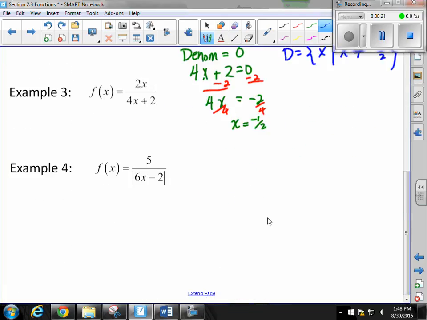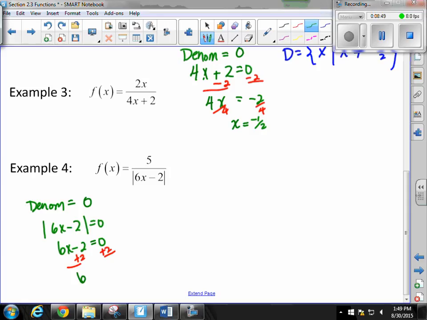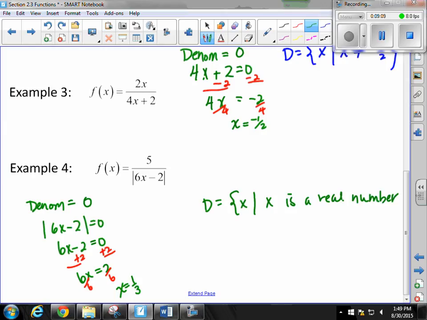And if we look at example number 4. So we've talked about absolute value equations. This is going to give us another one of those absolute value equations. If we set the denominator equal to 0, it means we want to know where the absolute value of 6x minus 2 equals 0. And that's the same as where 6x minus 2 equals 0. So add 2 to both sides of the equation, and we get 6x equals 2. To get x by itself, we divide by 6. So x equals 1/3. So my domain is the set of all x such that x is a real number and x is not equal to 1/3. So all real numbers except the numbers that make the denominator 0.